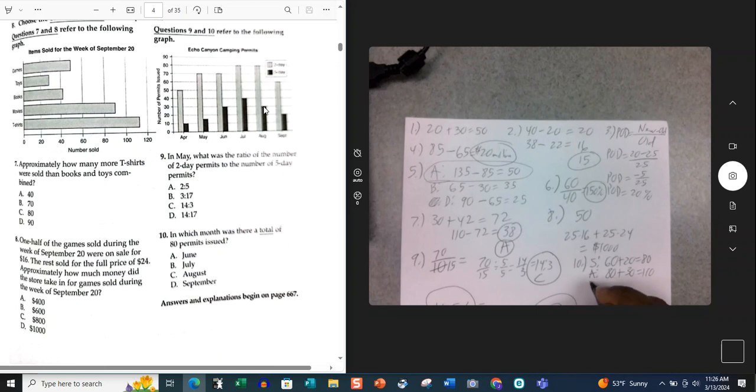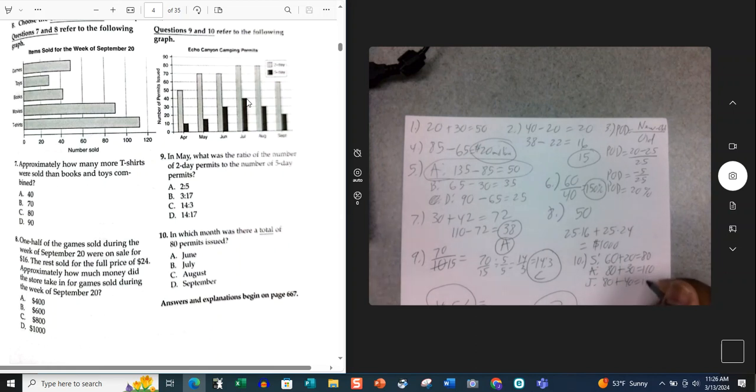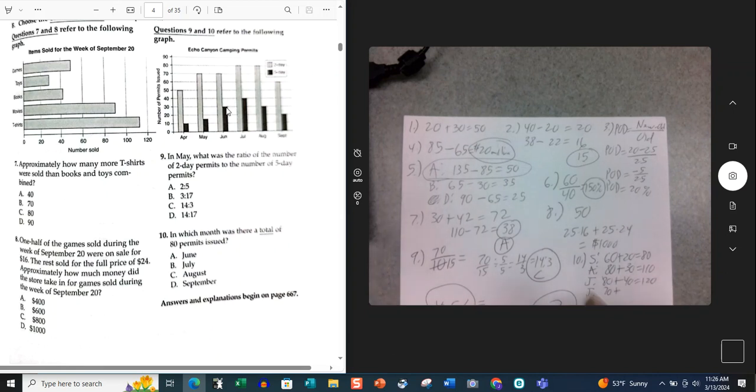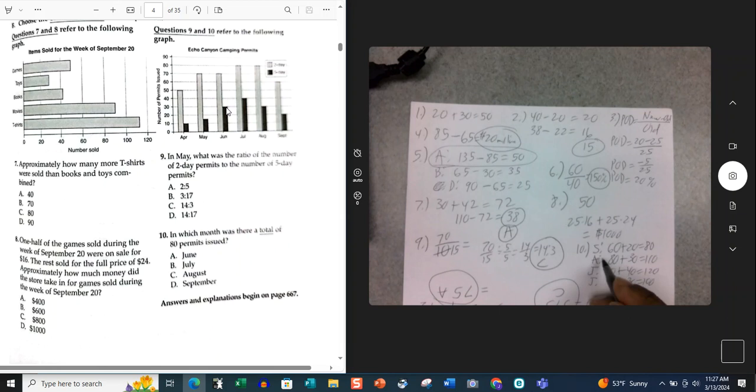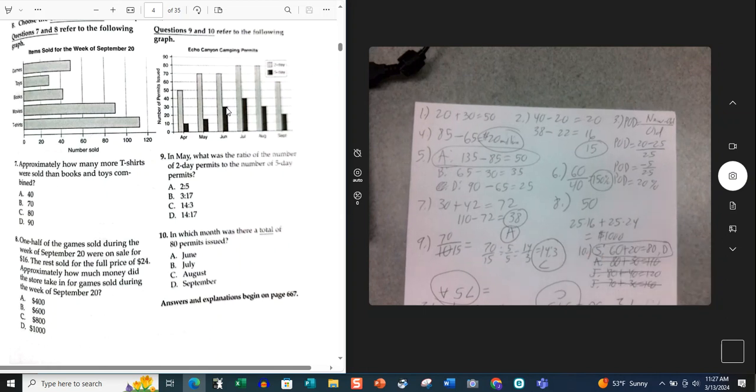So now we go to July. And if you notice, I'm going backwards here. If we go to July, we have 80 2-day permits plus 40 5-day. So that's 120. So July doesn't work. Now we go to June. June, we have 70 2-day permits, and then we have 30 5-day permits. So that's 100. So we know all of these are over 80. So the only one that's 80 is September, which would be D. And that will be your answer.